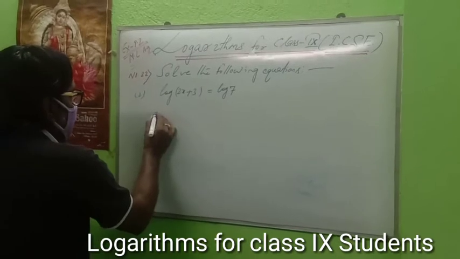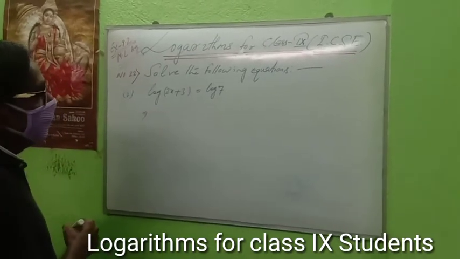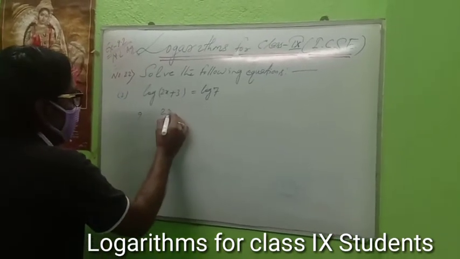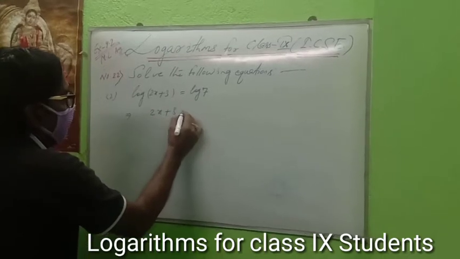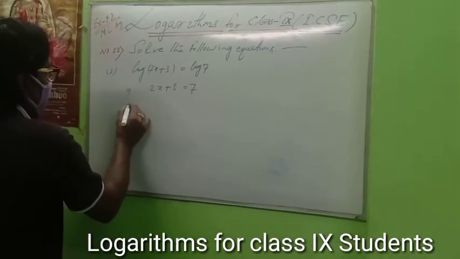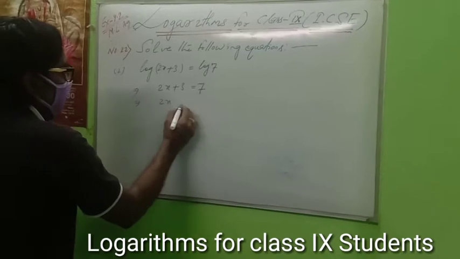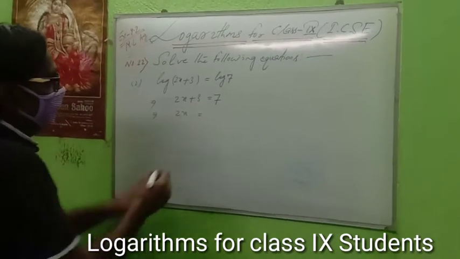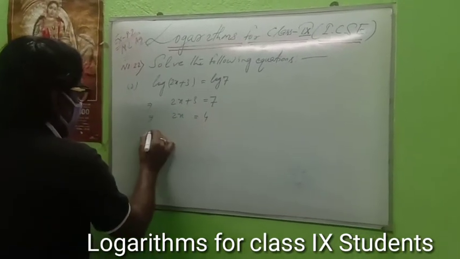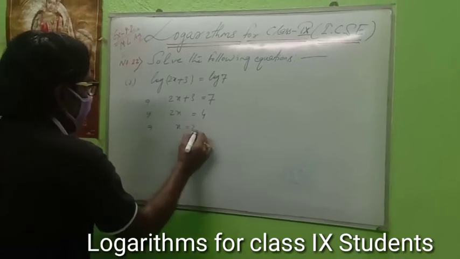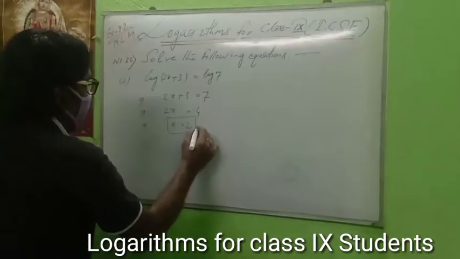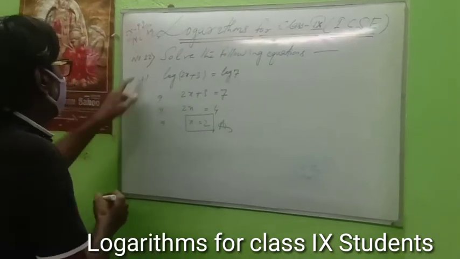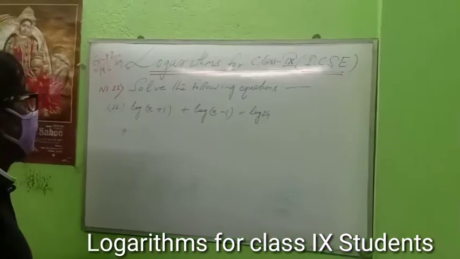Now, taking antilog of both sides, this will be 2x + 3 = 7. Then 2x will be how much? 7 minus 3, that is equal to 4. Then x equals how much? x equals 2. This is the answer of number 22, first part. Let us go to the second part.